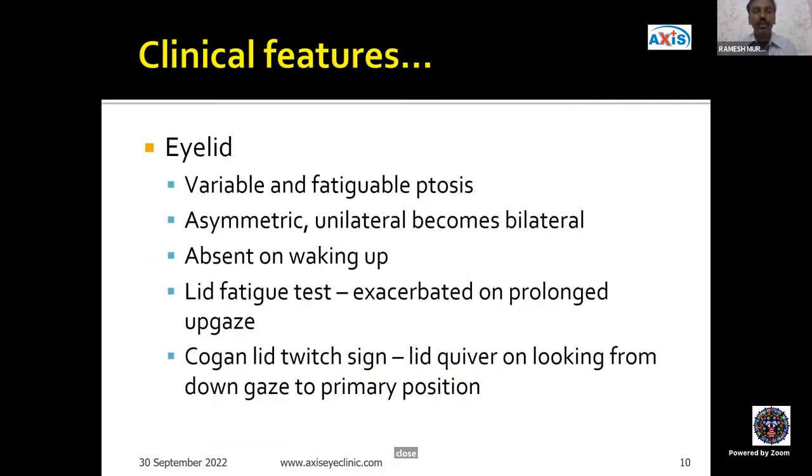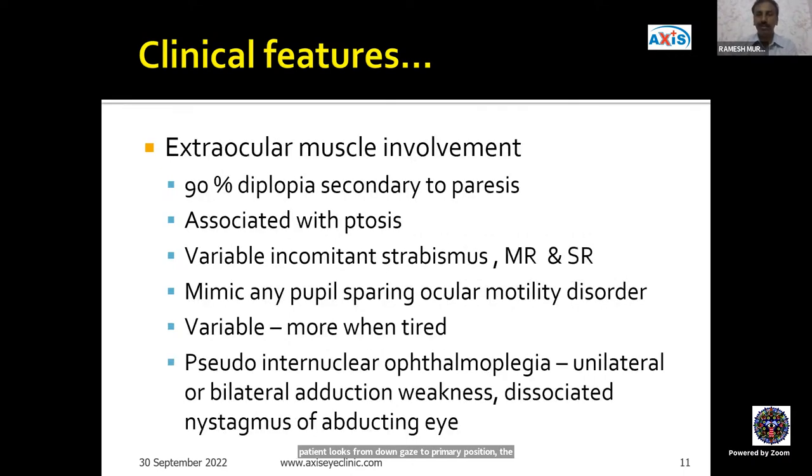The eyelid shows variable and fatigable ptosis. It is usually asymmetric. Unilateral will eventually become bilateral. It is absent on waking up. The test that we do is a lid fatigue test. We ask the patient to look in up gaze for a long time, and this ptosis is going to increase. The second is the Cogan lid twitch sign. When the patient looks from down gaze to primary position, the lid is going to shoot up a little bit and then come down, or a lid quiver. This is again a feature of myasthenia gravis.